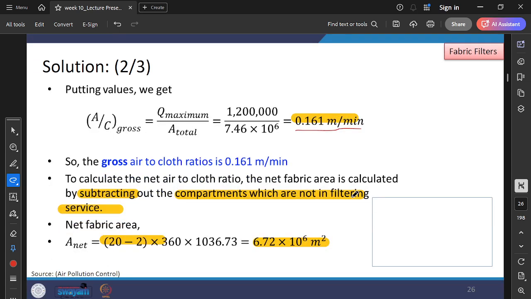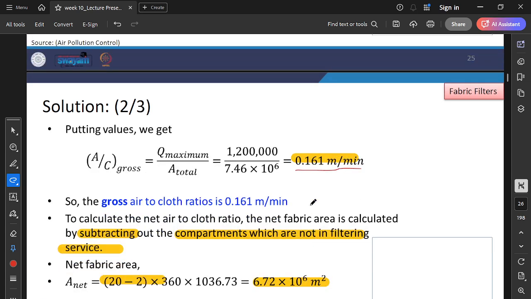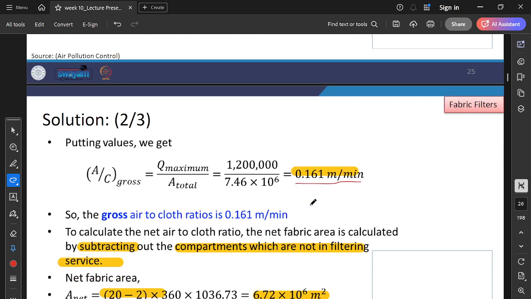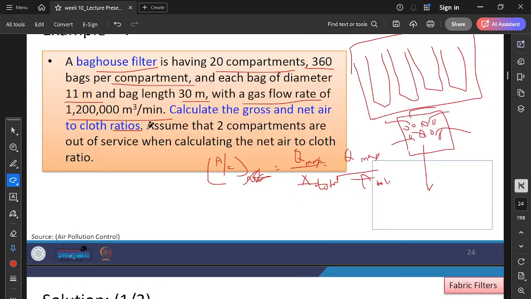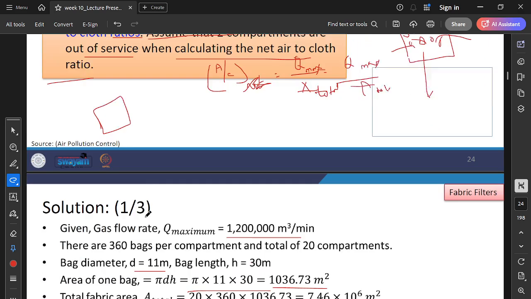Or if they are asking for the net area, then you have to think about how many compartments are in servicing or not in servicing. Means if 20 compartments are there, only 18 will work. 2 will be for backup while cleaning, or if any repair happens, those 2 will take part. They are saying to calculate the net air to cloth ratio, the net fabric area is calculated by subtracting out the compartments which are not in filtering. They have mentioned in the question itself: assume that two compartments are out of service when calculating the net air to cloth ratio. So only 18 are in service, 2 are out of service or backup.